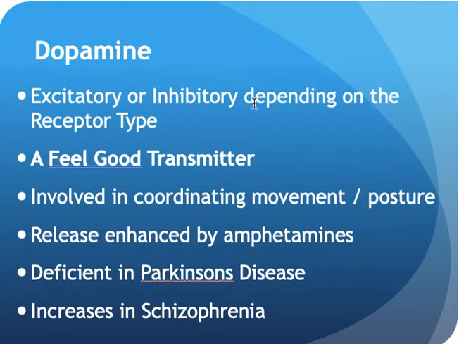Dopamine, okay, excitatory or inhibitory depending on the receptor, so it can do both depending on how it's binding. This is our feel-good transmitter, okay, so it's involved in coordinating movement, posture. For a lot of these, it'll say release enhanced by amphetamines. And again, this is kind of like recreational drug use. What you're going to find is that the reason people use drugs recreationally, a lot of it comes down to just this reaction of these neurotransmitters in the body. So for dopamine, the release of that feel-good transmitter is going to be enhanced by the use of these amphetamines. Dopamine is deficient in Parkinson's disease, so important thing, and it's going to be increased in schizophrenia.